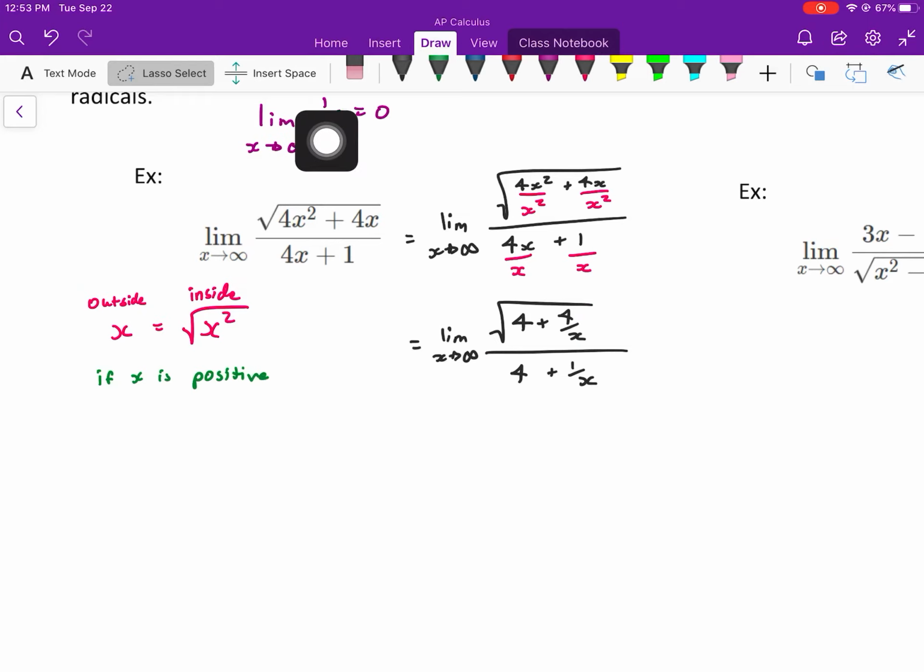All right, now applying this idea. 1 over x as x goes to infinity. 4 over infinity would be 0. 1 over infinity would be 0. So those 0 out, and we're left with the square root of 4 over 4. As we apply x going to infinity, this will 0 out, that will 0 out. We're left with square root of 4 over 4, which is 2 over 4, which is 1/2.